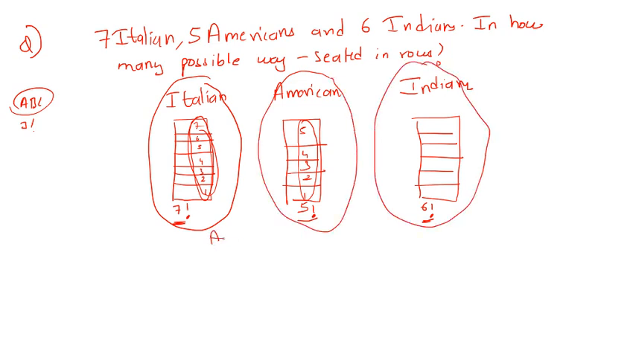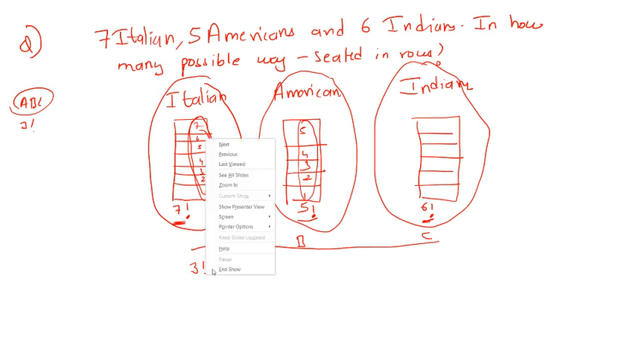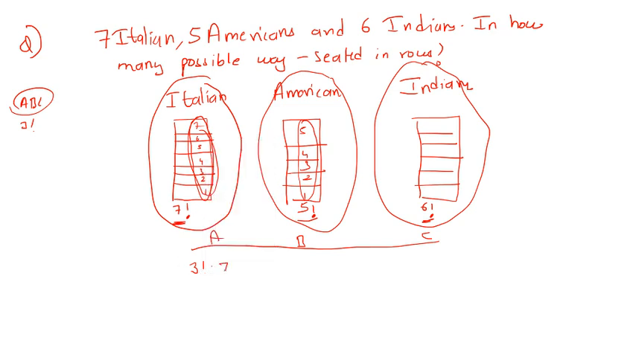Imagine these are A, B, and C. These three groups can be arranged in 3 factorial ways. So what is the answer? The answer will be 3 factorial into 7 factorial into 5 factorial into 6 factorial. This will be the right answer. Most of you are getting the right answer. Very good. Keep it up. Now we'll see one more question here.